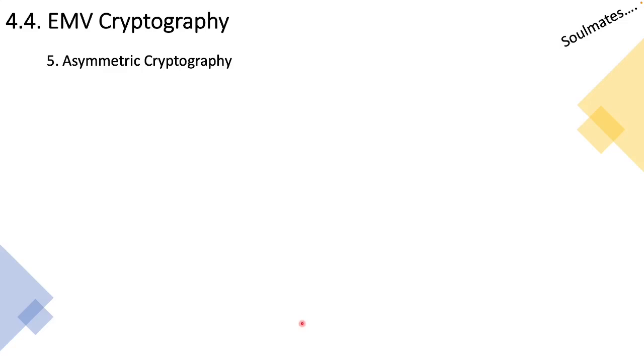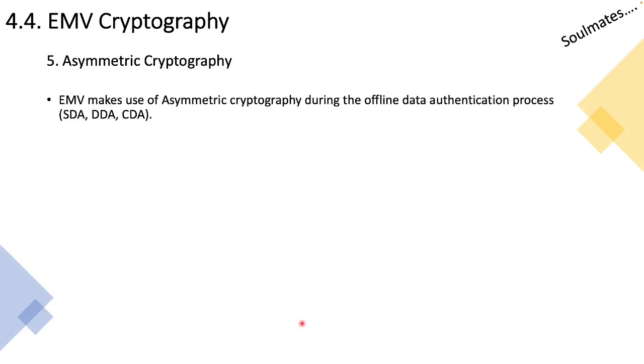Okay, let's look now at asymmetric cryptography. EMV makes use of asymmetric cryptography specifically for the offline data authentication process, which is called CAM or ODA, card authentication methodology, or offline data authentication. And this is usually made up of one of these 3 methods. Okay, so we have something called SDA, DDA, or CDA.